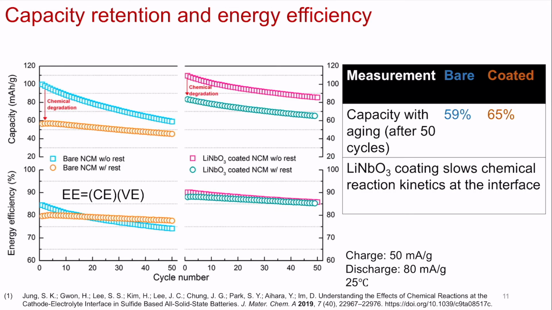And if we track the capacity as a function of cycles, so over time, and also the energy efficiency. So you probably have heard of Coulombic efficiency. Well, we've discussed Coulombic efficiency. If you multiply that by the voltage efficiency or the voltage hysteresis, you get a number that is the energy efficiency. And what you would expect is that the capacity over time is retained much better for the coated sample, with or without rest, relative to that of just the bare samples over here. So with rest is in orange, without rest is in blue here.